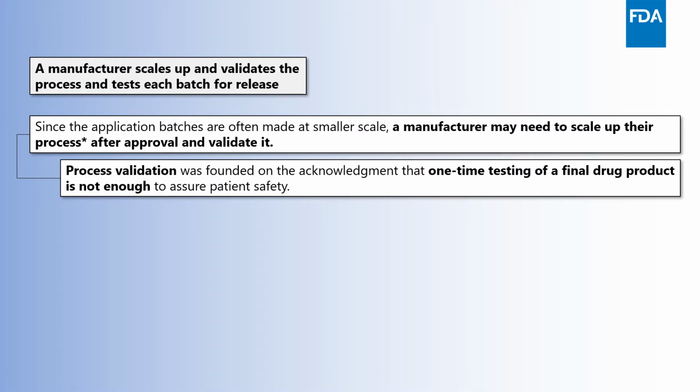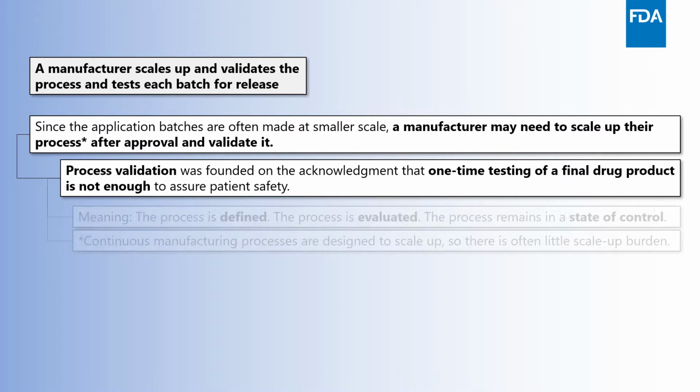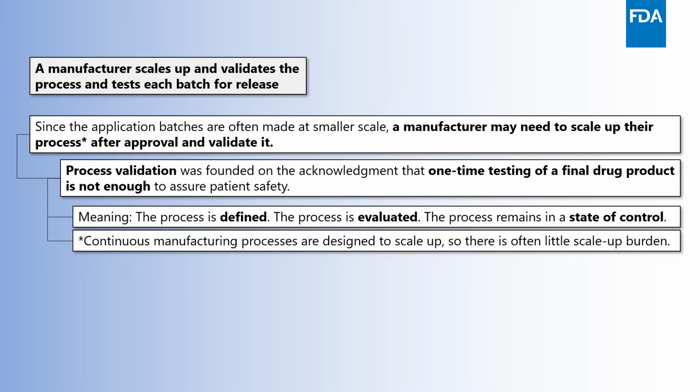Process validation was founded on the acknowledgement that one-time testing of a final drug product is not enough to assure patient safety. Validation means that the process is defined, the process is evaluated, and the process remains under control. Note that unlike traditional batch processes, continuous manufacturing processes are designed to scale up by increasing runtime, so there is often less scale-up burden after approval.